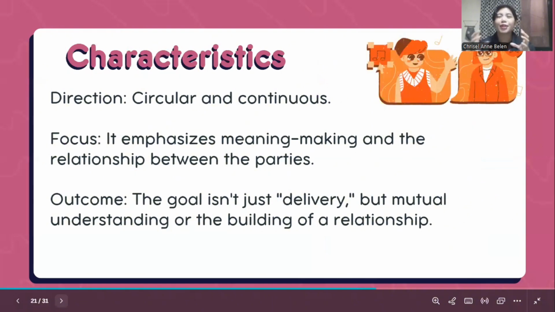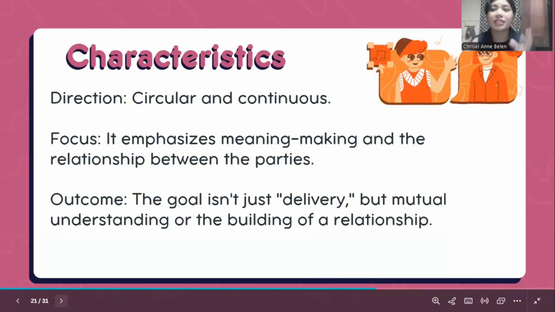Next up are the characteristics of the transactional model. The direction of this model is circular or continuous, meaning the sender and the receiver will continuously talk about a certain topic or context. The focus of this model is to emphasize the meaning making and the relationship between the parties.